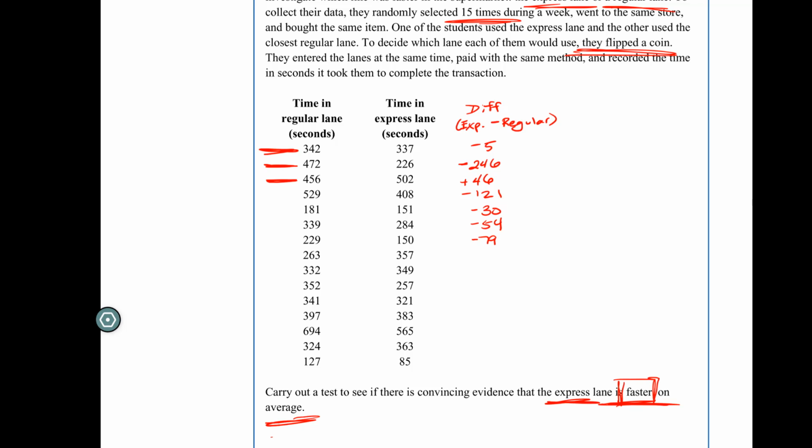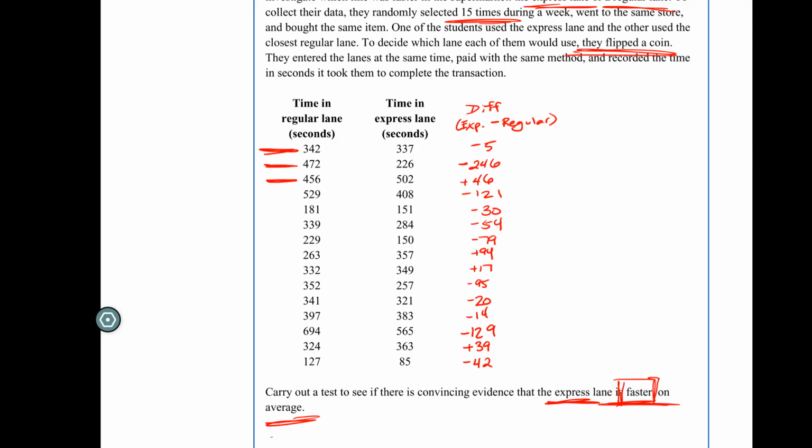This time the regular lane was faster, and that was by 94 seconds. Next, we had, again, the regular lane faster, but only by 17 seconds. Next, we had the express lane faster by 95. Express faster by 20. Express faster by 14. Express faster by quite a bit, almost over 2 minutes, negative 129 seconds. Here we had the regular lane faster by 39. And then finally, the express lane was faster by 42 seconds.